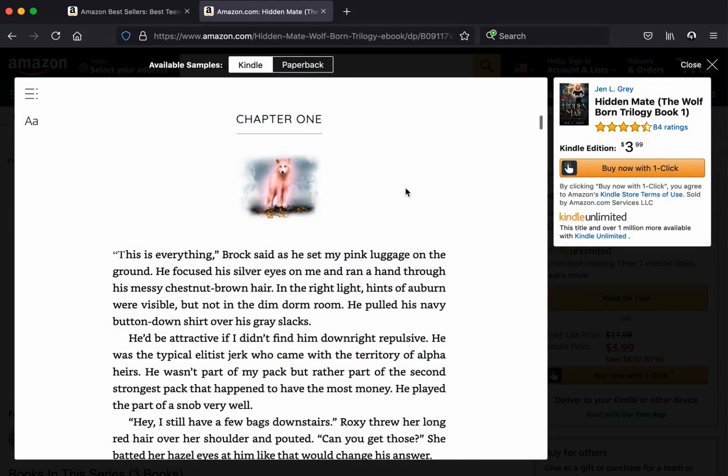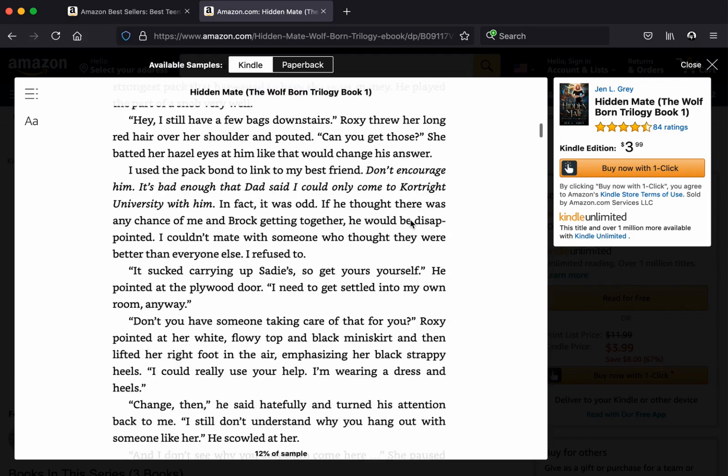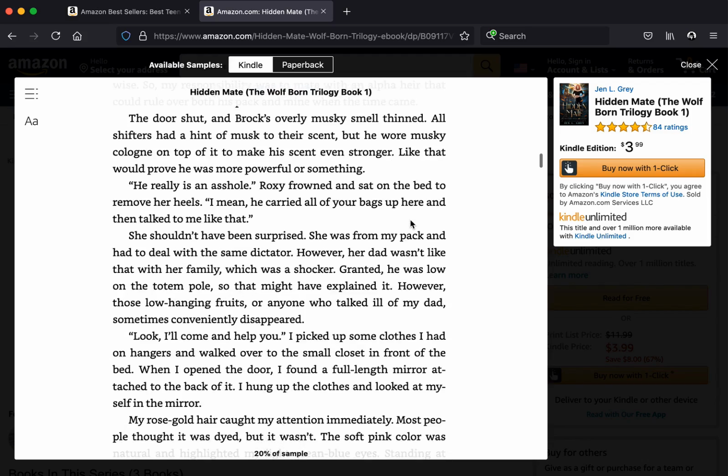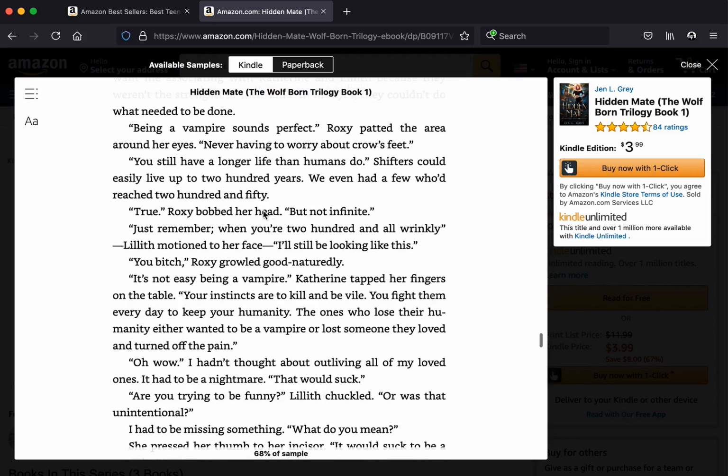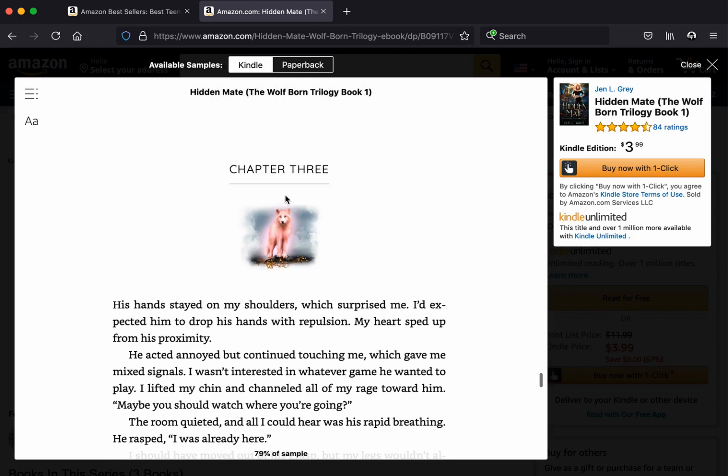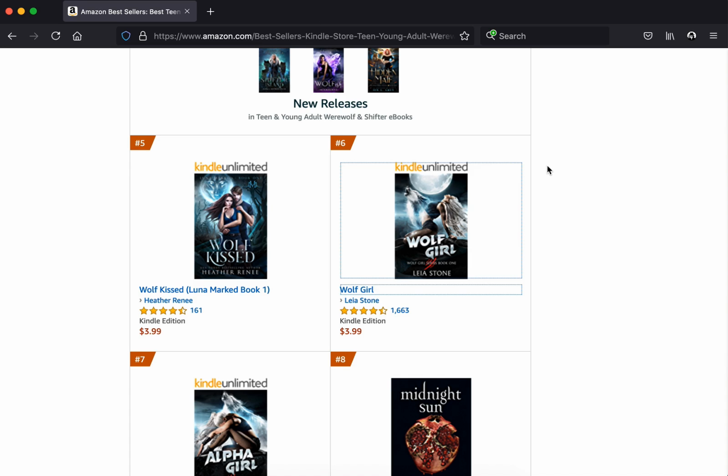Let's look at this one. He set my pink luggage on the ground. He focused his silver eyes on me and ran a hand through his messy chestnut brown hair. Okay. First person past. Looks like there's no subtitle saying someone's name, so this is probably the whole book. His hand stayed on my shoulder. I expect him to drop his hands with propulsion, so whole book is probably first person.